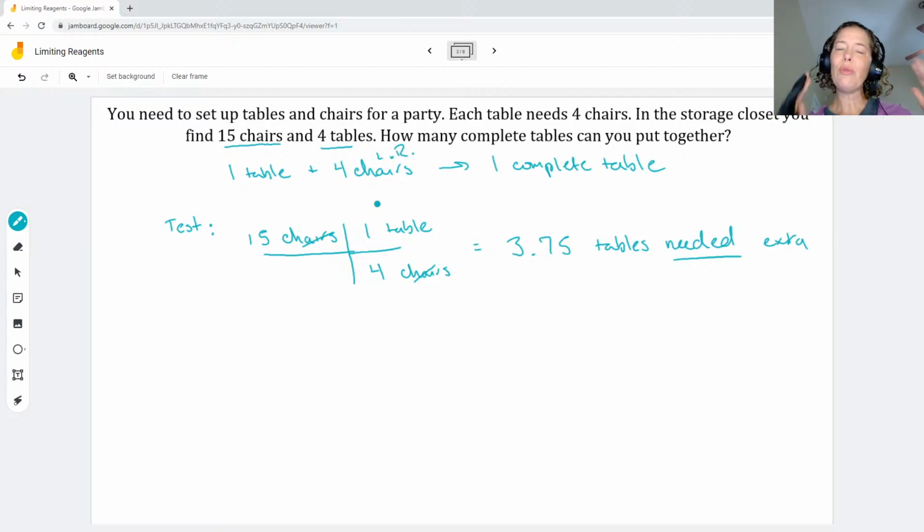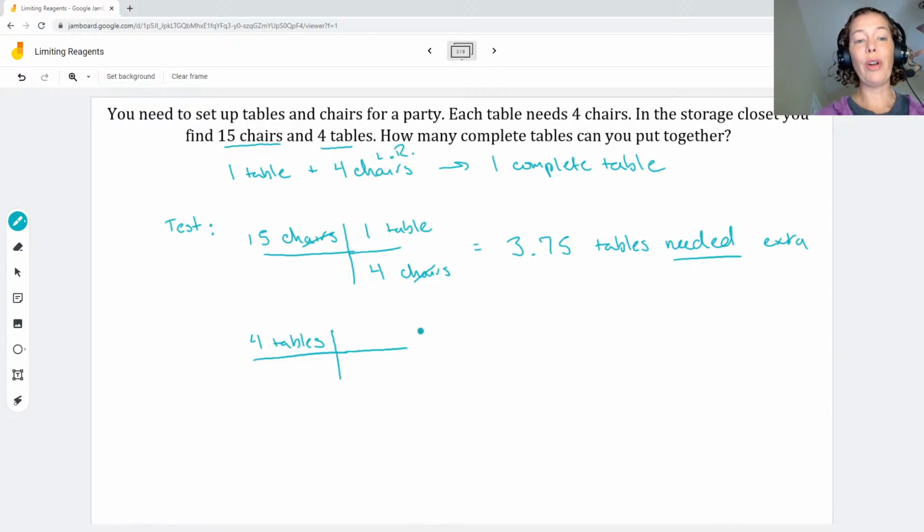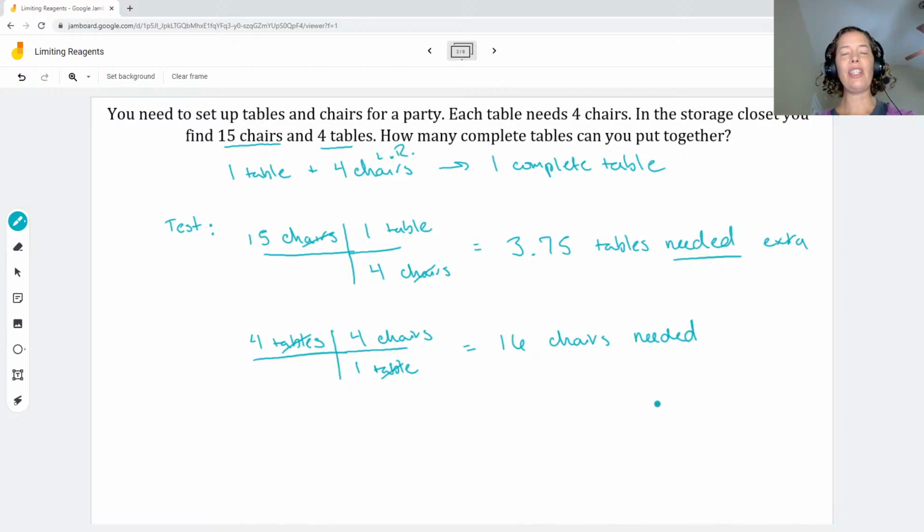Okay, but let's say you didn't test chairs. Let's say you tested tables. We can absolutely do that. So in the storage closet, I had 4 tables. Again, I'm going to use my stoichiometric coefficient to convert between tables and chairs. So for every 1 table, I need 4 chairs. Again, tables cancel. So I need 16 chairs.